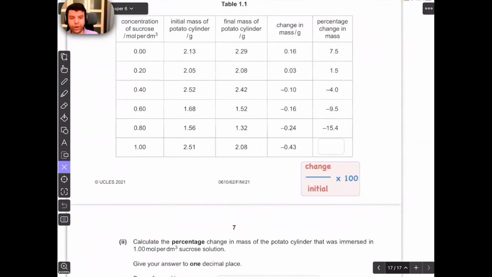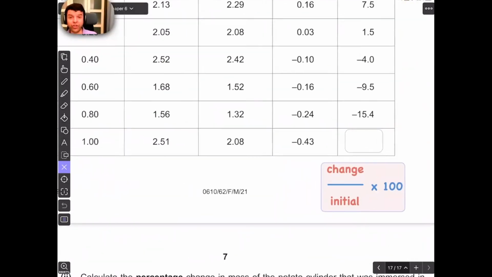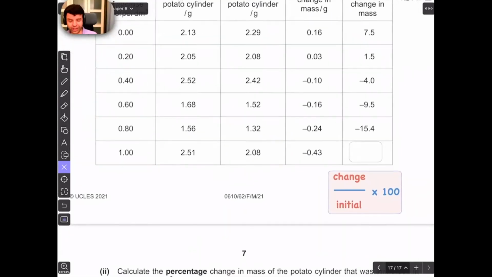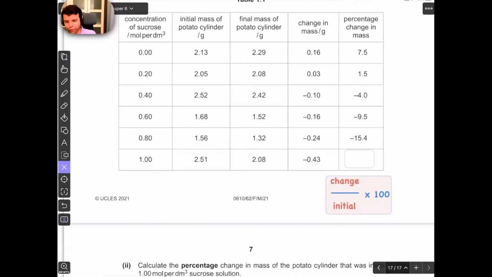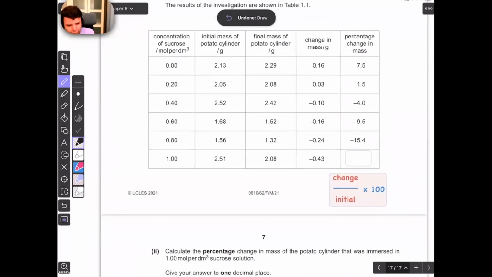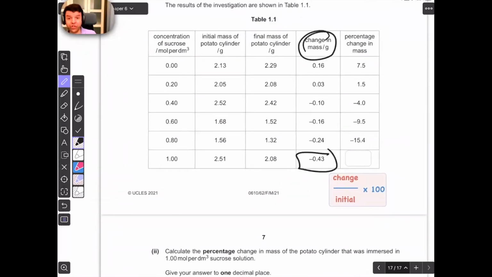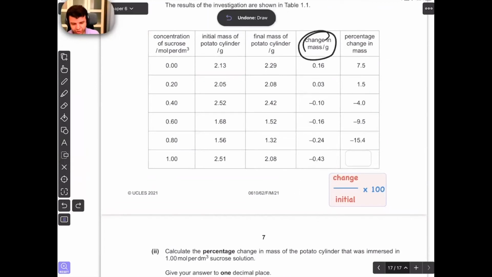Again, that's the only calculation we do in biology, percentage difference, percentage change. They asked me about it here. They said, find the percentage change for the last set of potatoes here. You don't need to find the change because it was given here. So I say the change is 0.43. How much is the initial value? The initial value is given here.